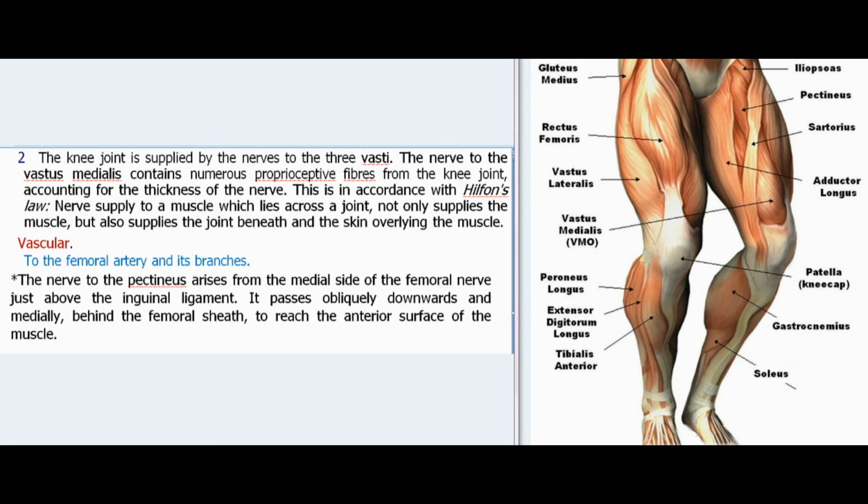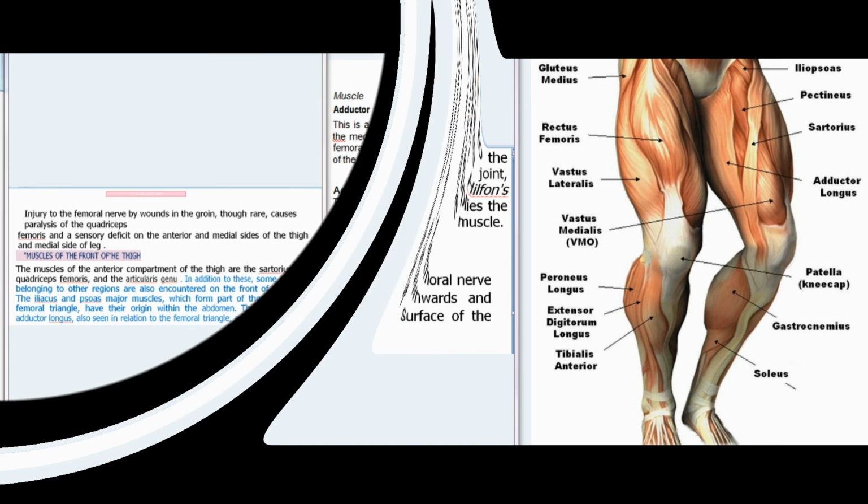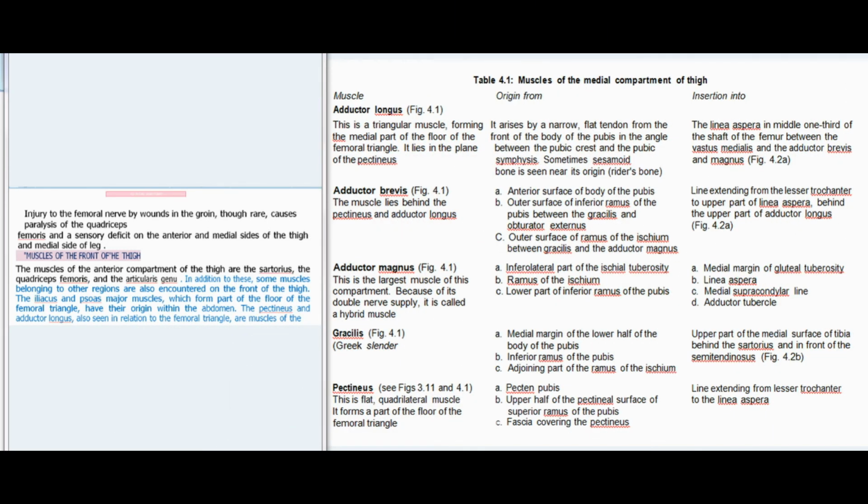The nerve to the pectineus arises from the medial side of the femoral nerve just above the inguinal ligament. It passes obliquely downwards and medially, behind the femoral sheath, to reach the anterior surface of the muscle. Clinical anatomy. Injury to the femoral nerve by wounds in the groin, though rare, causes paralysis of the quadriceps femoris and a sensory deficit on the anterior and medial sides of the thigh and medial side of leg.